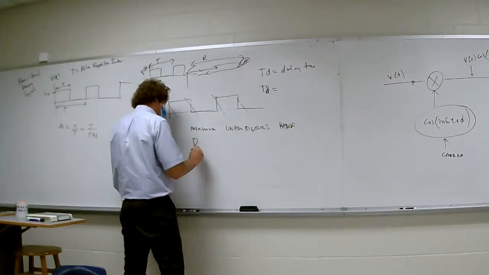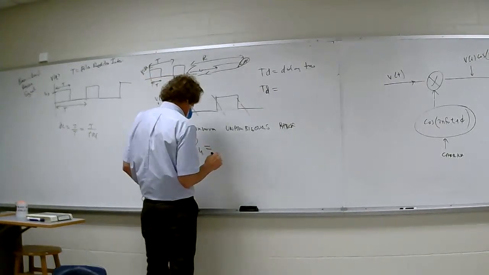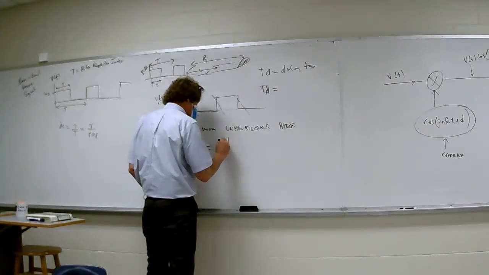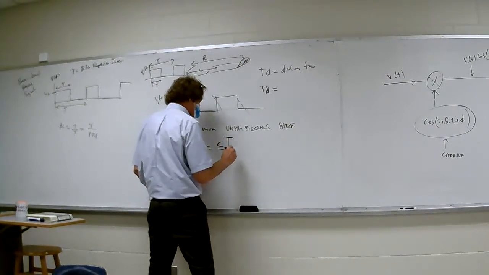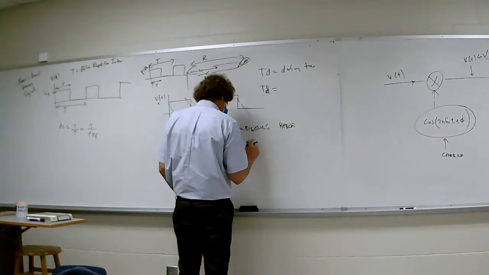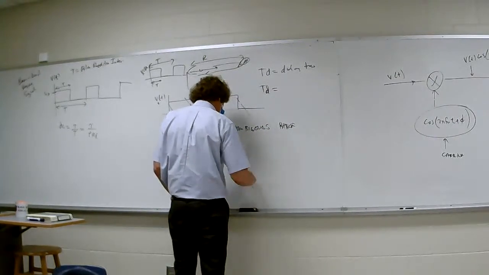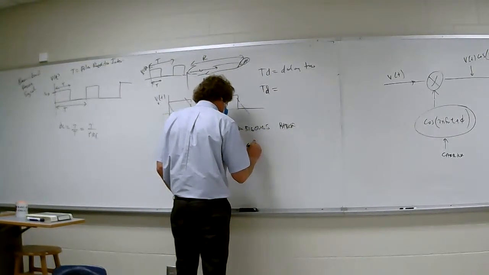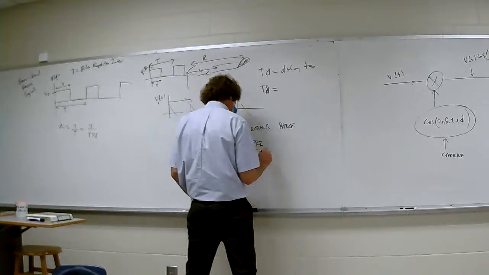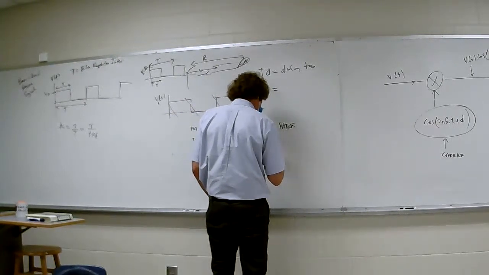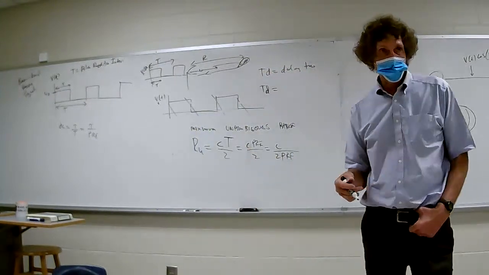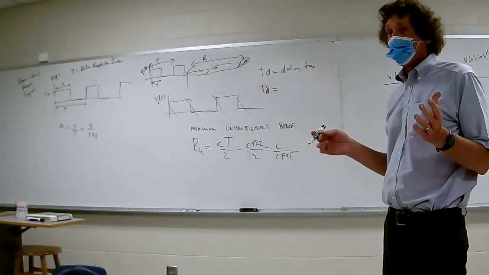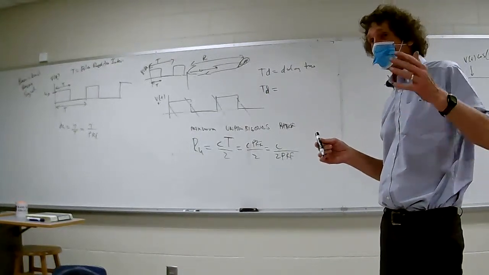And the symbol is RU, and that maximum unambiguous range is going to be C times T, or the PRI, divided by 2. C times the PRI over 2, or C divided by 2 PRF. Now that should make intuitive sense to you, right? This is the truth. That's how far away I can see stuff.